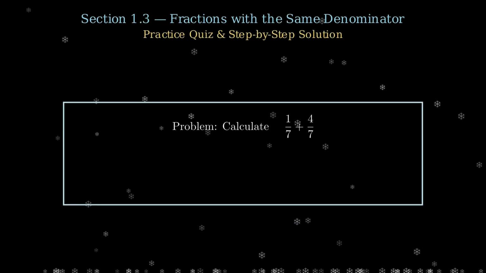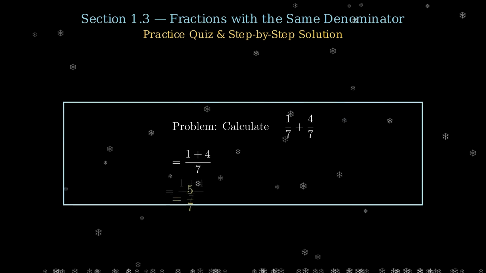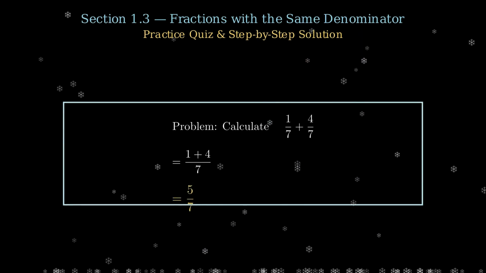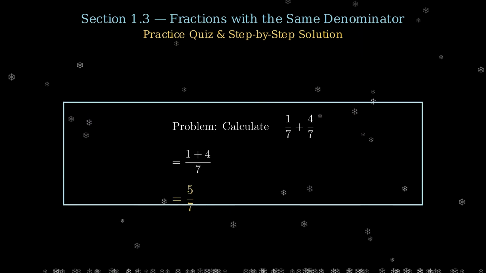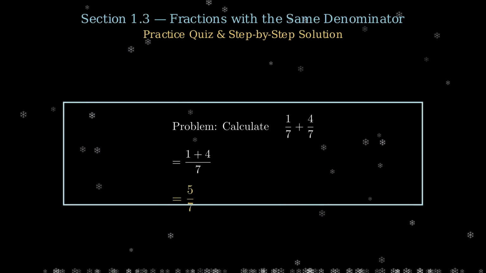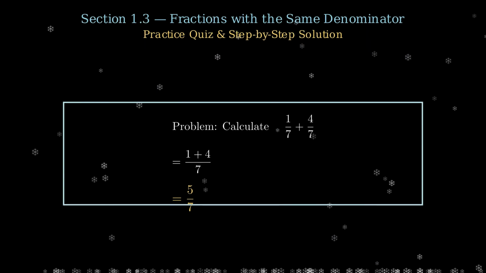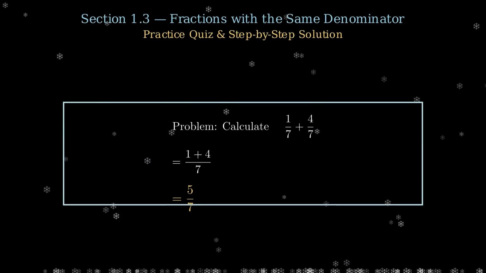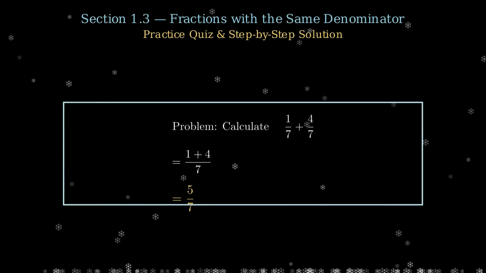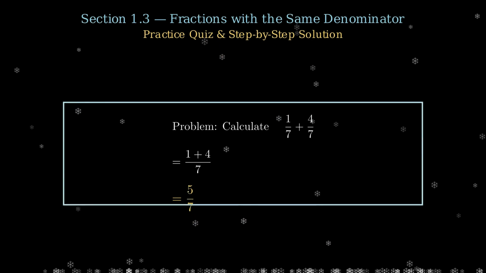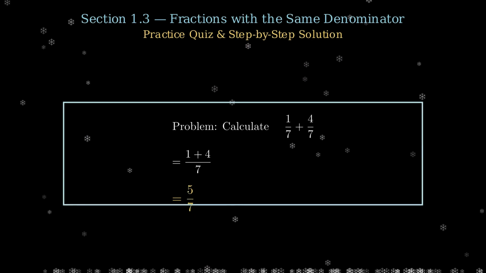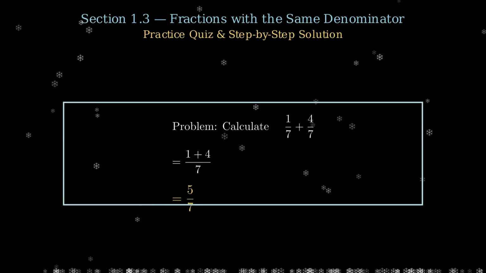Now let's solve a practice problem. Let's calculate 1 over 7 plus 4 over 7. Since the denominators are both 7, we keep the common denominator fixed on the bottom. Next, we add the numerators on top, 1 plus 4, which gives us 5. Our final simplified answer is 5 over 7.